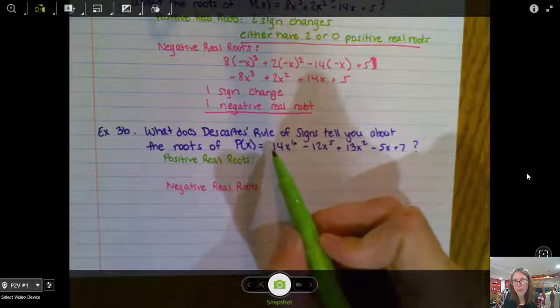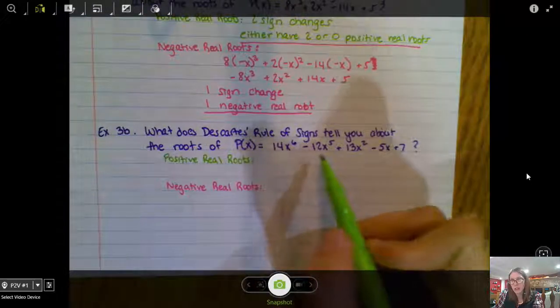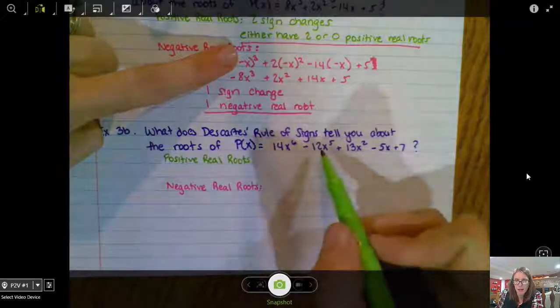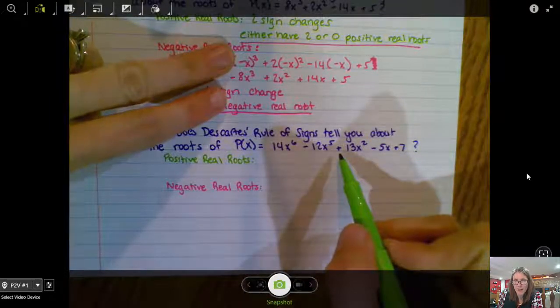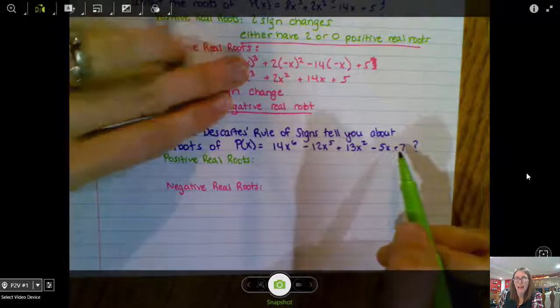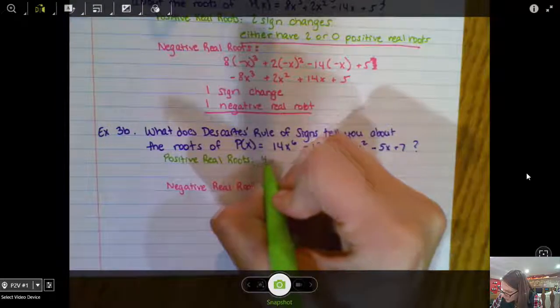Start off with a positive 14 as the coefficient. My next coefficient's negative 12, so that's my first sign change. I go from a negative to a positive, so that's my second sign change. I go to a negative, that's my third sign change. And then I go to a positive again. So I have 4 sign changes here.